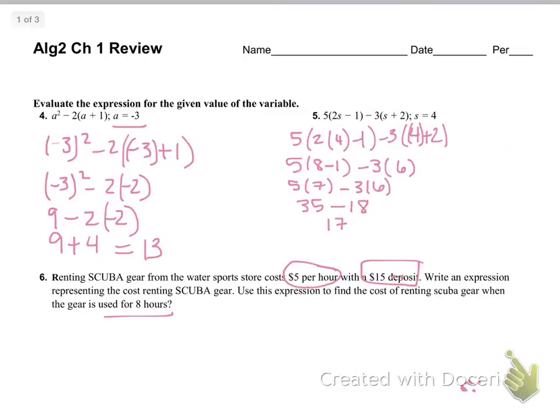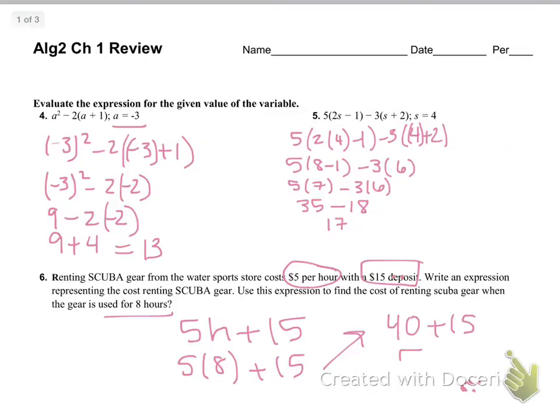So I know it's $5 per hour, but I don't know how many hours. So I'm going to do 5H, okay, with a deposit of $15. So I already put in 15, so I'm going to add 15 to that. Okay, but I want to know how much it cost me for 8 hours. So let's go ahead and take that H out and put an 8 in. So I got 5 times 8, which gets me 40. 40 plus 15, so it cost me $55. And make sure you label so I don't take off points.